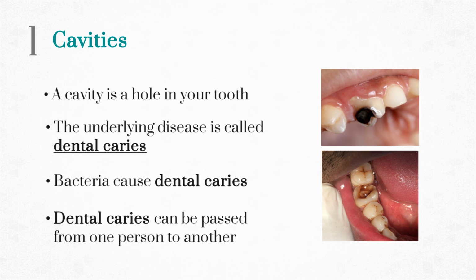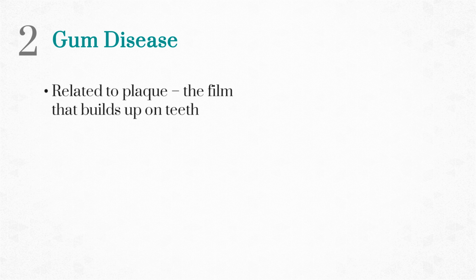You will learn later in this lesson that brushing and flossing help remove bacteria from the teeth, which lowers the risk of cavities. Just like cavities, gum diseases are also caused by infections. Gum diseases are related to dental plaque, which is the soft, sticky film that builds up on teeth. Plaque has lots of bacteria in it. When you brush or floss, you remove plaque and bacteria from your mouth.